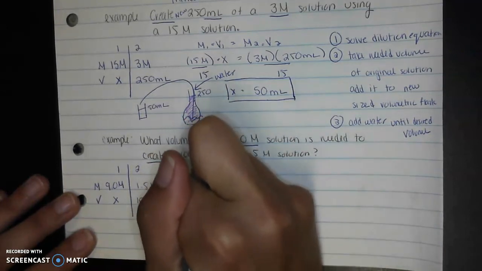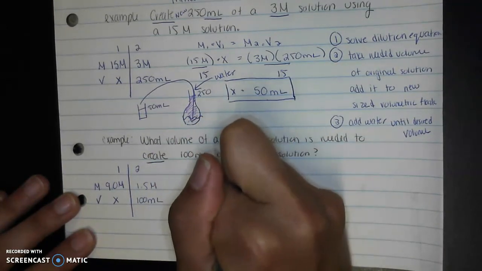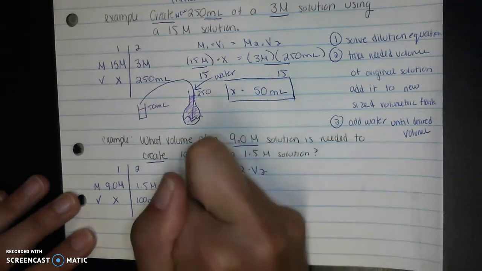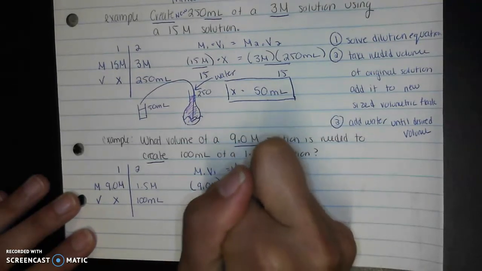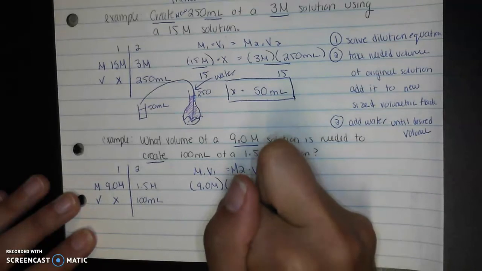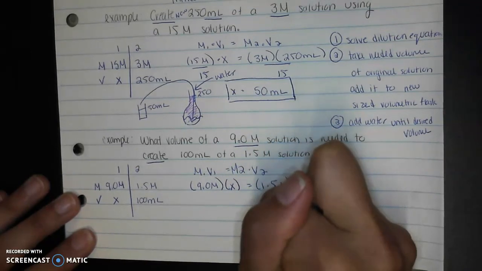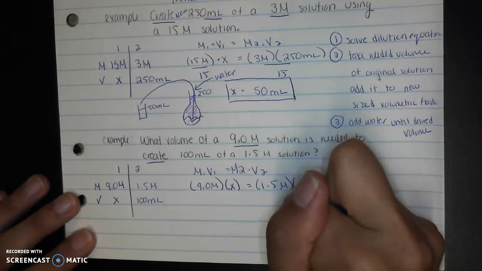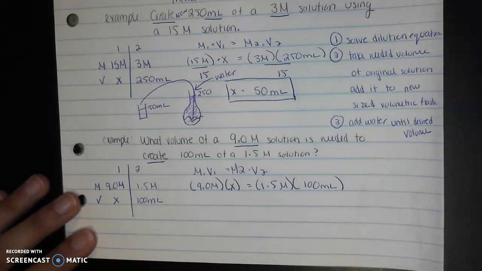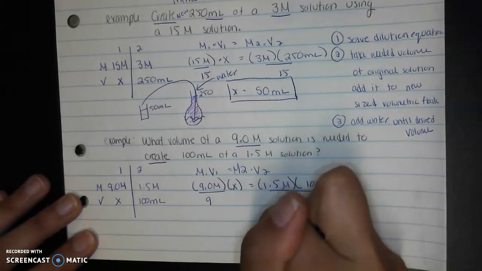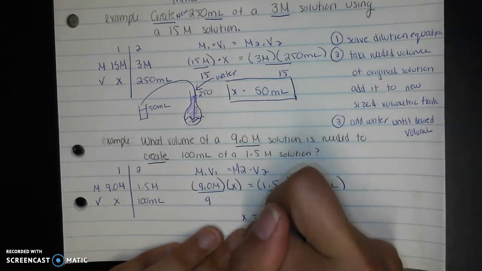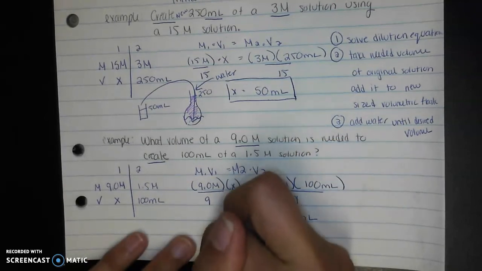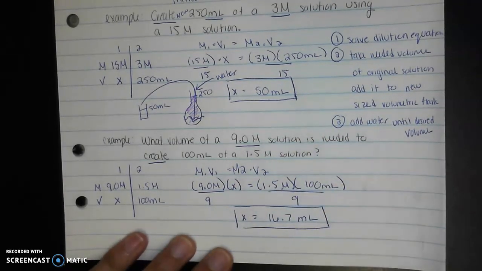So again, M1V1 is equal to M2V2. Our original molarity is 9.0 molar. We're solving for X, which is our V1. 1.5 molar is our new concentration that we're looking for, and we're trying to create 100 milliliters of that. So we can divide both sides by 9. X is going to equal 1.5 times 100 divided by 9. So we need 16.7 milliliters of our original solution in order to dilute it.